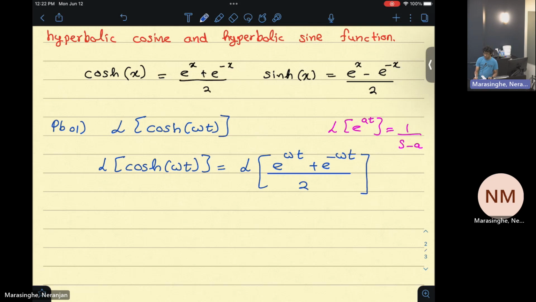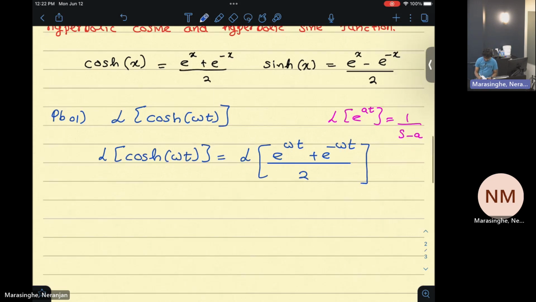Then I would use linearity, right? 1 over 2 is a constant, so I would take that out. For the rest, I have the Laplace transform of e to the omega t plus the Laplace transform of e to the minus omega t, right? I use the linearity. Now what is the Laplace transform of e to the omega t? Now your a is omega.